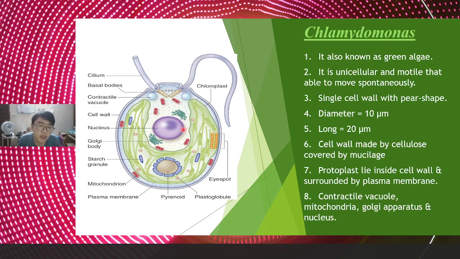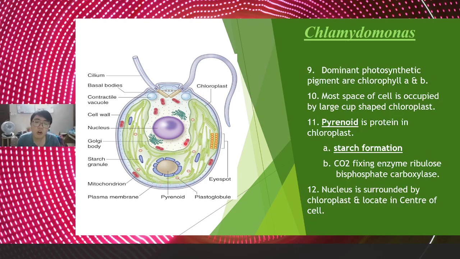This is the nucleus. It also contains chloroplast, plastid, and then it also contains mitochondria, contractile vacuole, and Golgi apparatus. This is the Golgi apparatus. Nucleus, mitochondria, contractile vacuole, and then plastid, chloroplast. And you can see the chloroplast is very big. It is bigger than the nucleus. All of the green parts are chloroplast.